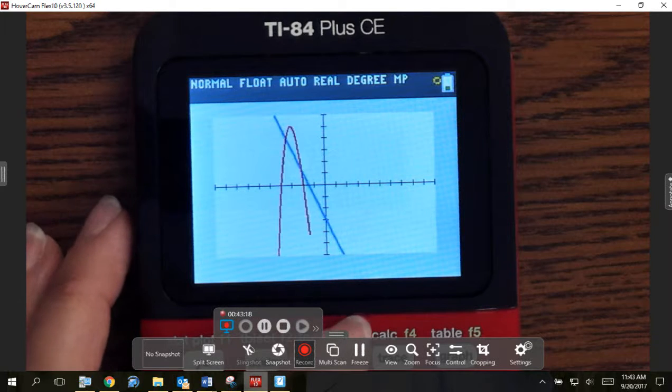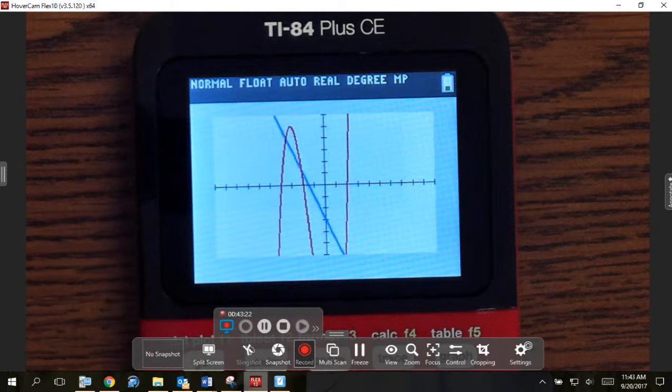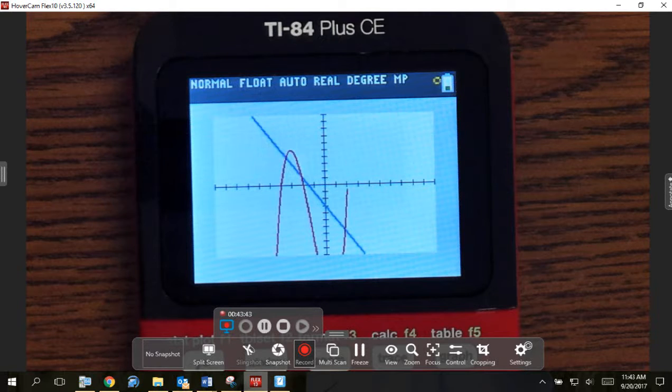I have to fix my window. Once I hit graph, we might have our windows set up differently. If you ever want to fix your window and make it that nice -10 to +10 window, you hit zoom 6, and yours should look like mine. So if anybody has problems, let me know right now. Who has problems besides you? Who else has problems?